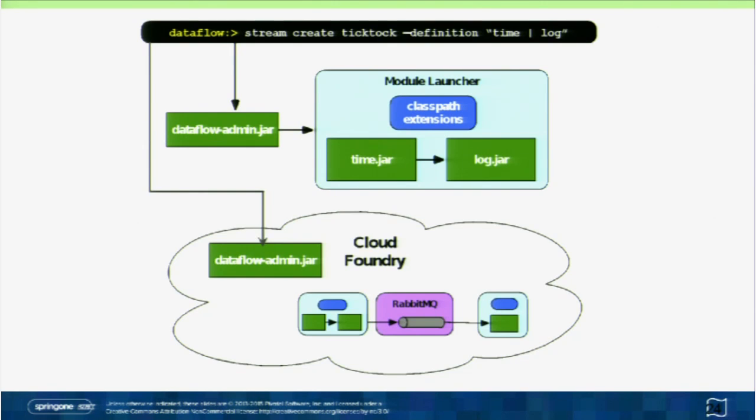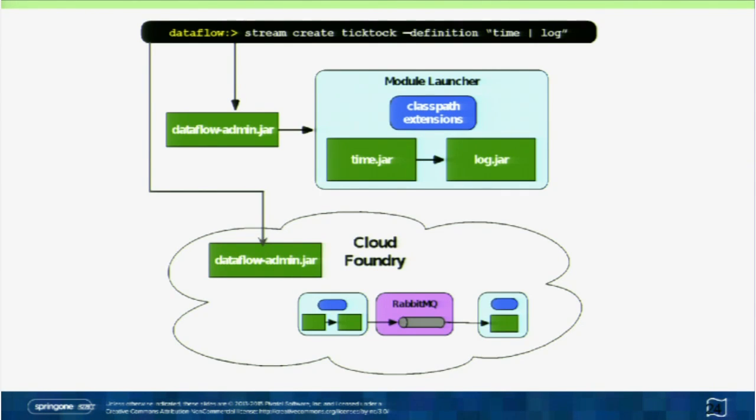So Dataflow sits on top of the module launcher, basically, if you're running it locally. You can start up the admin, and then you start up the shell, and you point to your admin, whether it's on localhost or on Cloud Foundry or on Lattice. You simply do admin config server and give it the location, and then you issue commands against that.